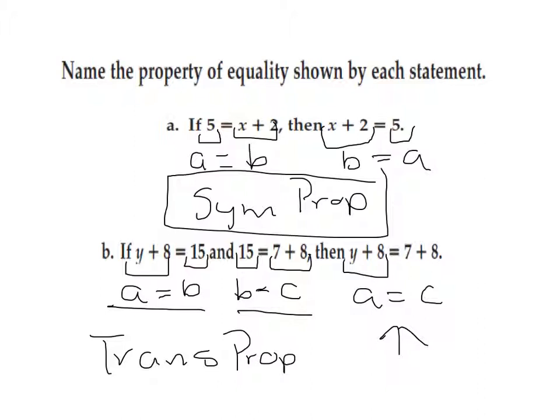Another good way to remember this is that there's three statements. You can see 1, 2, and 3. That's a good sign that you have the transitive property. And once again, I abbreviated, and there's your answer.